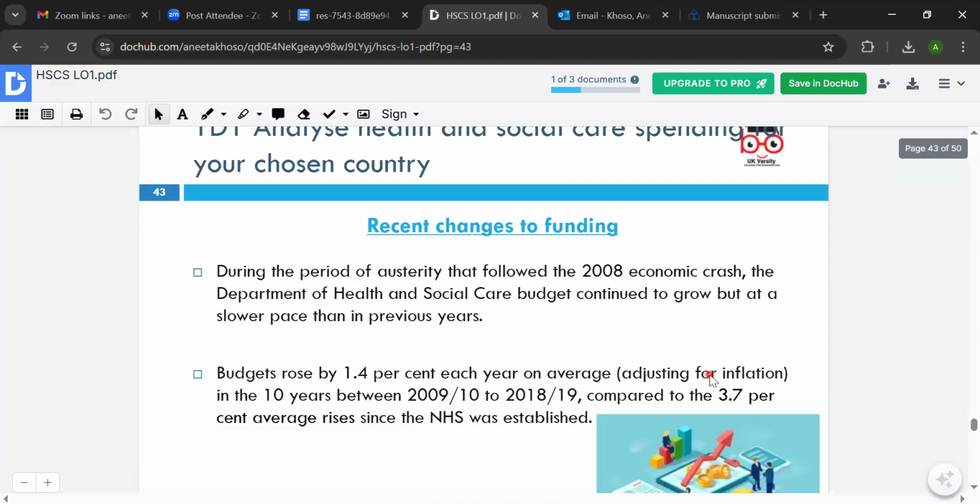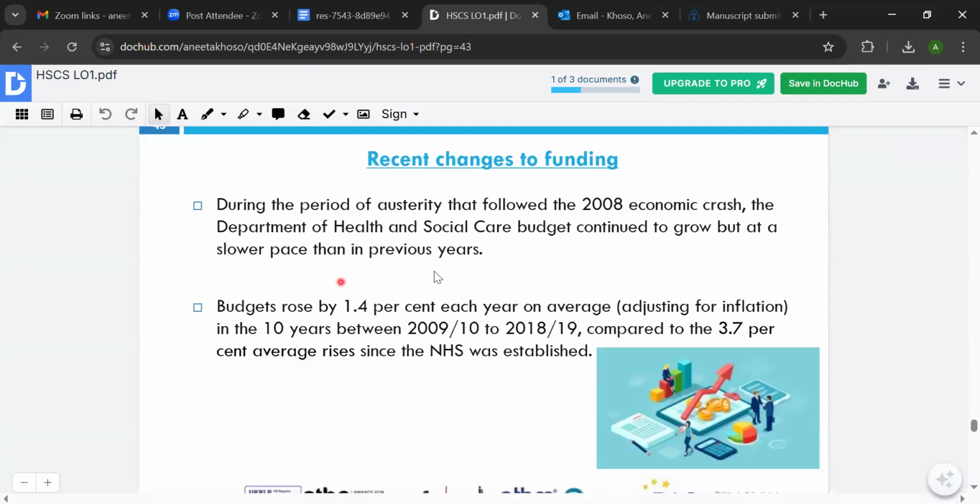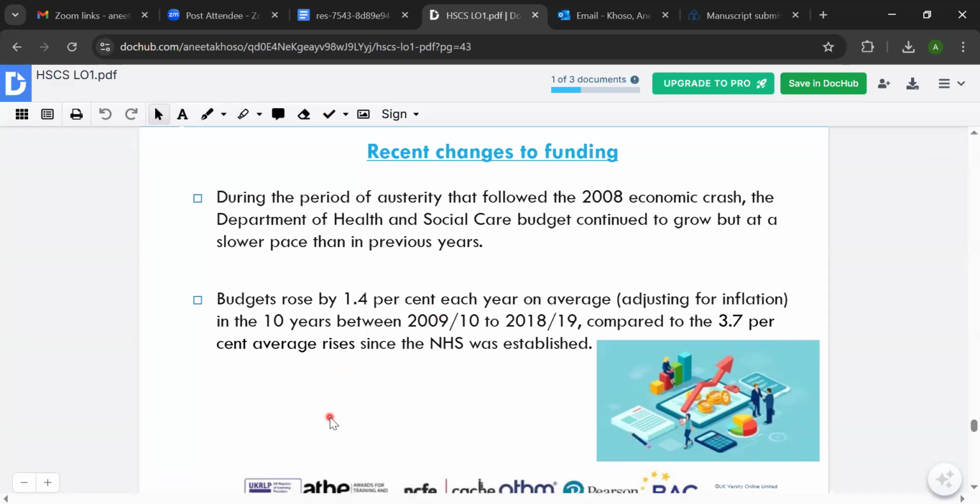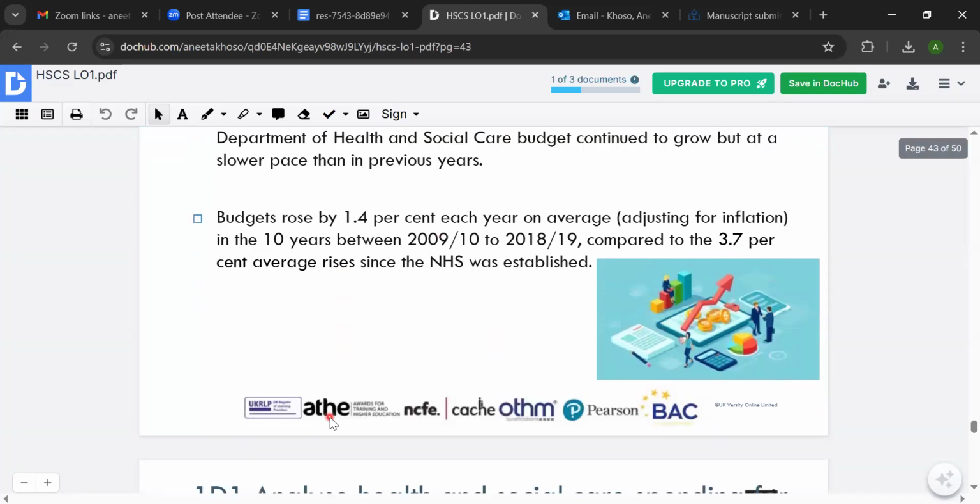Okay, so recent changes to funding. There have been some recent changes during this period of austerity. They followed the 2008 economic crash, which we experienced in the United Kingdom, and the Department of Health and Social Care budget continued to grow, but at a very slow pace compared to previous years. Budgets rose by 1.4% each year on average, adjusting for inflation, in the 10 years between 2009 to 10 and 2018 to 19, compared to 3.7%, which is a huge rise, as the average rise since the NHS was established.